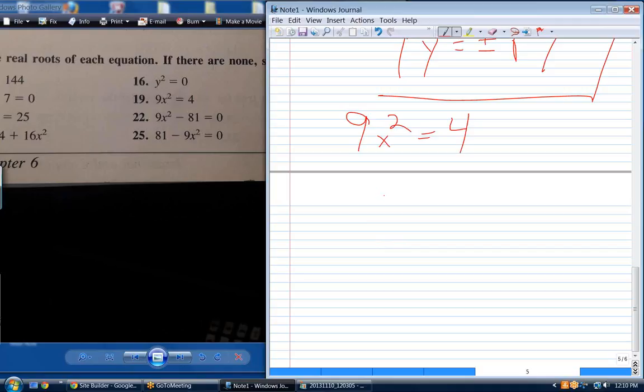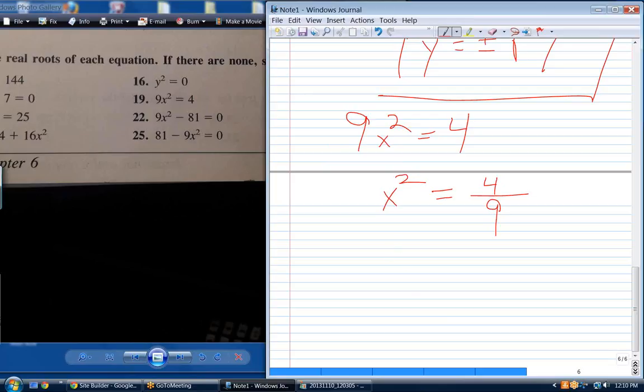Could you divide by 9 on both sides? Yes. In other words, your immediate task is to get x isolated. The first thing to do is to get rid of the coefficient of 9. What's the next step?